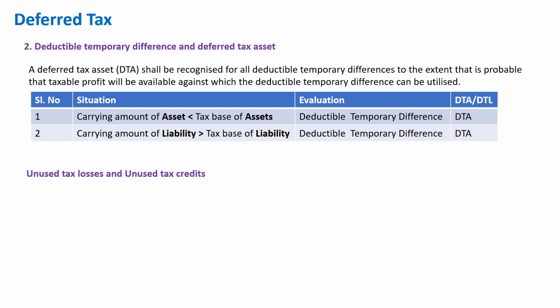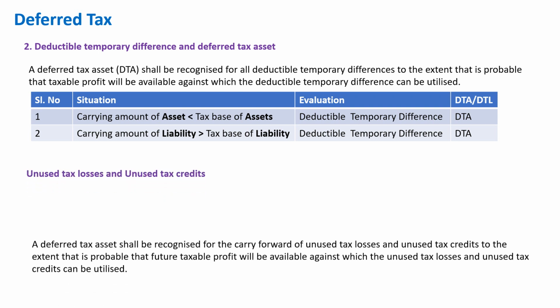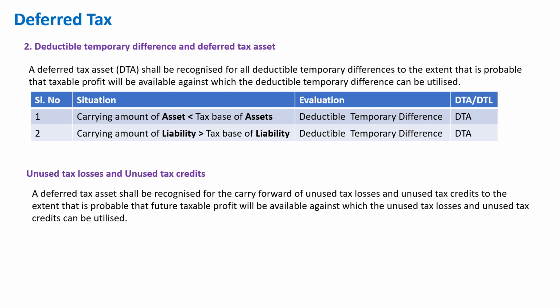Unused tax losses and unused tax credits. A deferred tax asset shall be recognized for the carry forward of unused tax losses, that is your taxable losses which you can carry forward for certain years. In India it is 8 years. And unused tax credits, to the extent that it is probable that future taxable profit will be available against which the unused tax losses and unused tax credits can be utilized. Hence, future projections need to be reviewed and checked before any DTA is created in the books of accounts. Thank you.